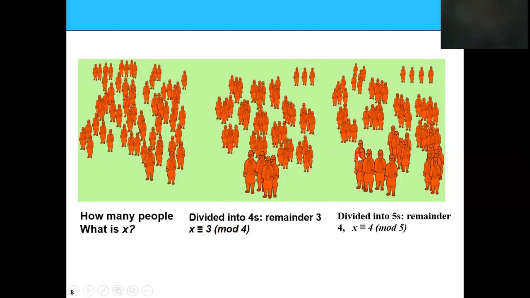If you divide this into groups of 5, like 1 2 3 4 5, and the remaining troops are 4, then x is congruent to 4 mod 5. In that case, what is actually x? I mean to say, what is the total number of troops? So the Chinese remainder theorem is the idea of how one can find the solution for such problems.